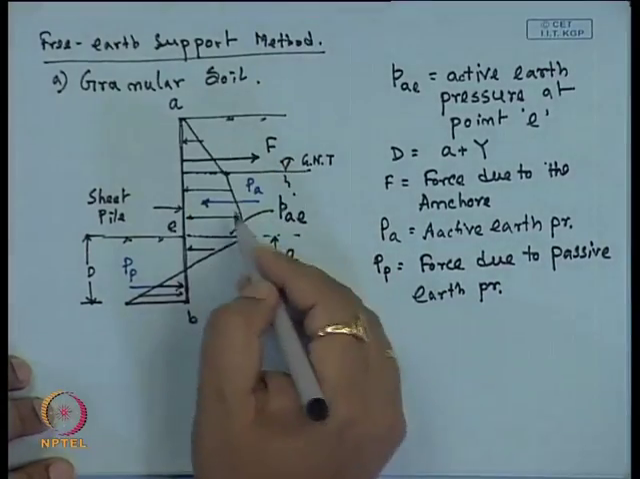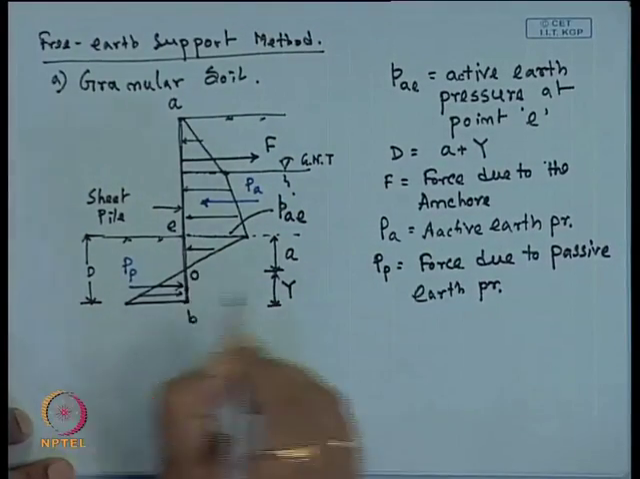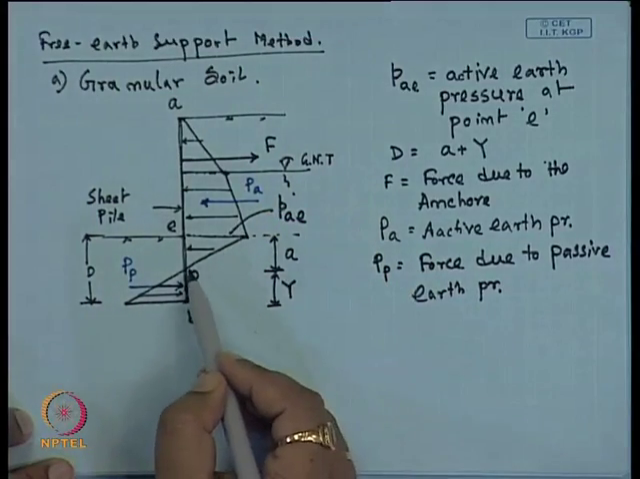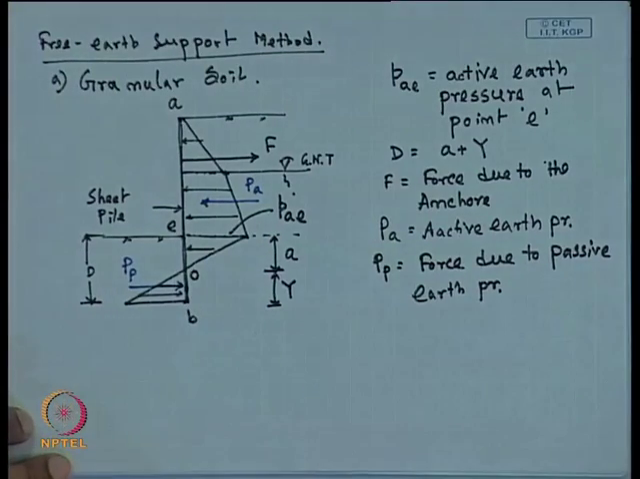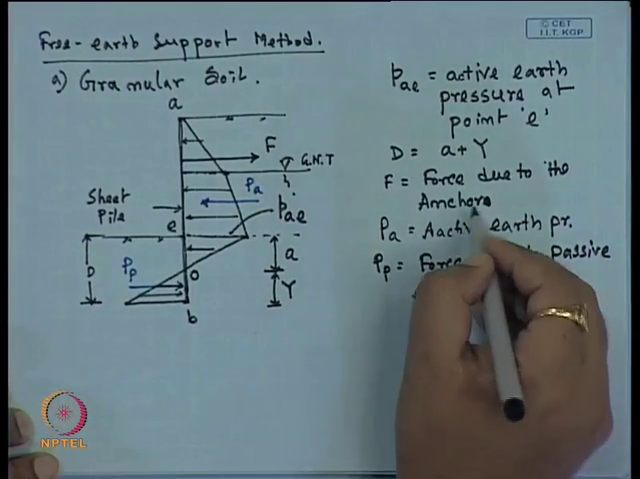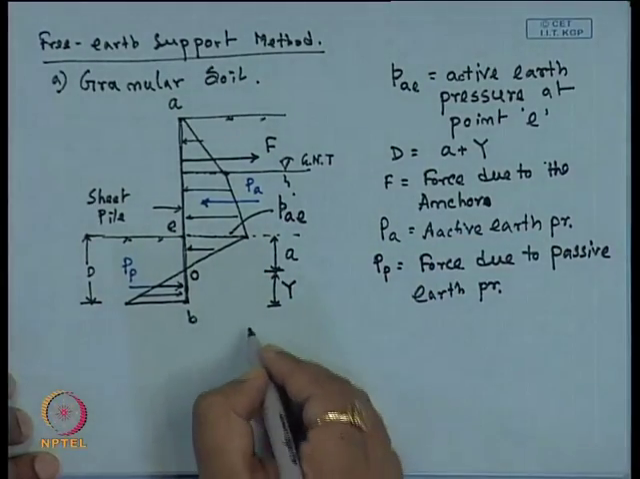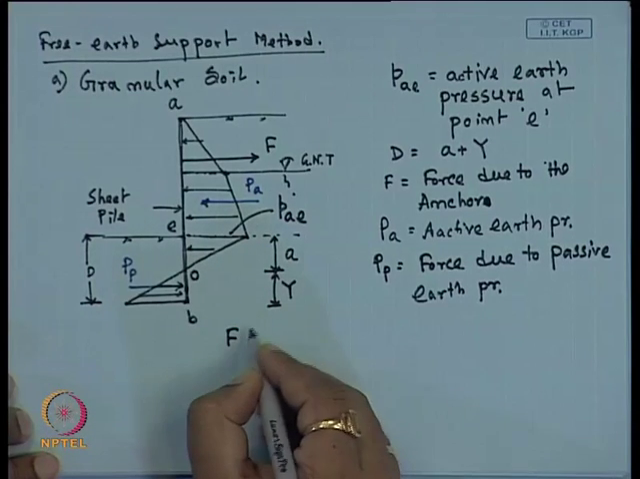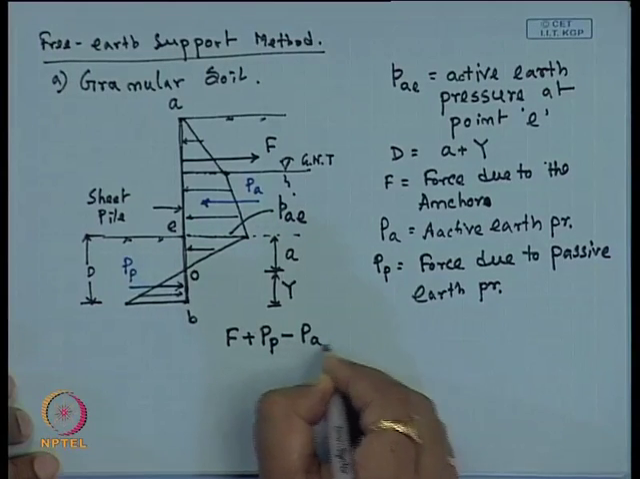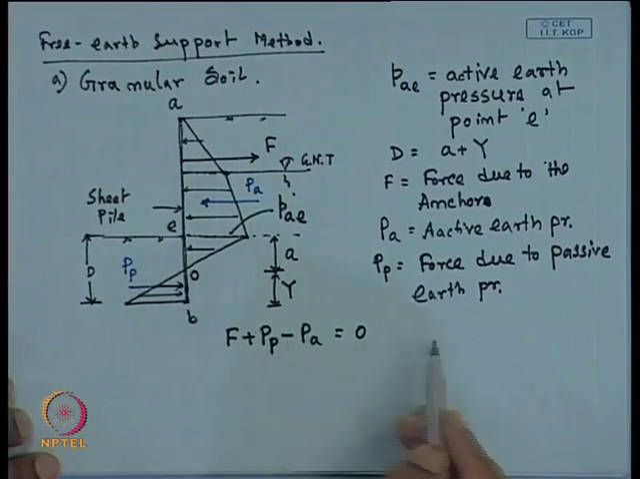So, now these three forces that will act in total, if I consider this is O, one region is A E O, that is P A, another is O B, in this region this is P P. So, now if I write this is the anchor rod, force due to the anchor F, we can write that F plus P P minus P A is equal to 0. So, among these three forces, F plus P P minus P A equals 0.